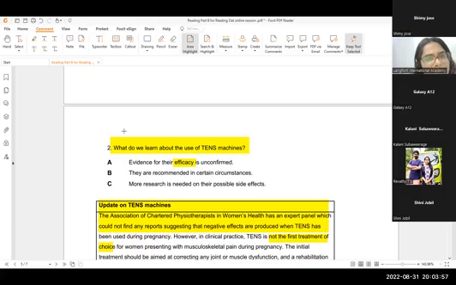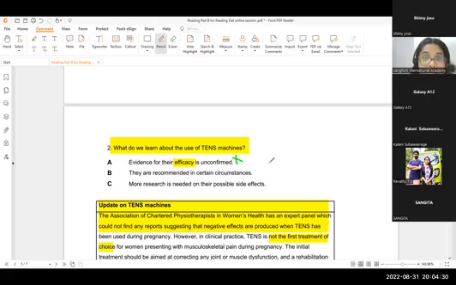Have they said that the proof of their effectiveness is not confirmed? Have they said that anywhere? No. They have not talked about the proof. They said that there are no reports, but nowhere have they mentioned evidence or proof of their efficacy. No, that's not told. Next one. Yes, next one, Revati. They are recommended in certain circumstances. TENS machines are recommended, are preferred in certain circumstances. What do you guys think?